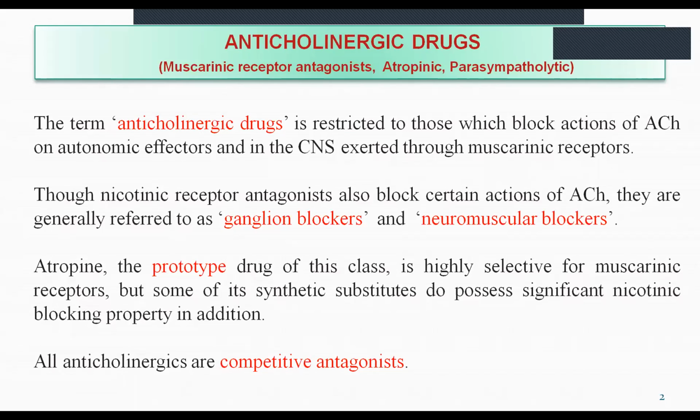Atropine is the prototype, meaning the universal example drug for the category, and is highly selective for muscarinic receptors. But some of its synthetic substitutes do possess significant nicotinic blocking property. So atropine sulfate is very specific for blocking muscarinic receptors, but not the nicotinic receptors, but its congeners also act on the nicotinic receptors. All anticholinergics are competitive antagonists, meaning as the concentration of the agonist increases, the effect of the antagonist is reversed in a competitive manner.